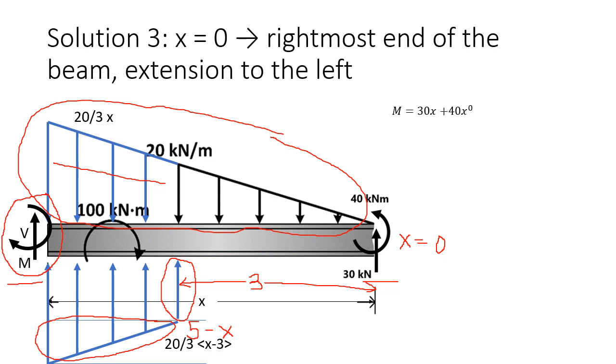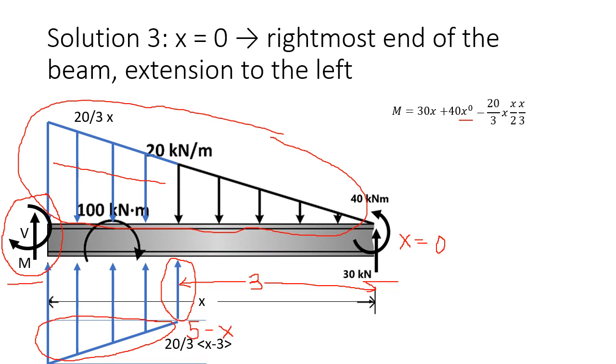And then the applied moment here is counterclockwise, so it would give you again a positive bending moment: 40 times x raised to 0. You could actually omit the x raised to 0 here. However, I just placed it in the equation so that you would be used to multiplying distance raised to 0 for the applied moment. Okay.